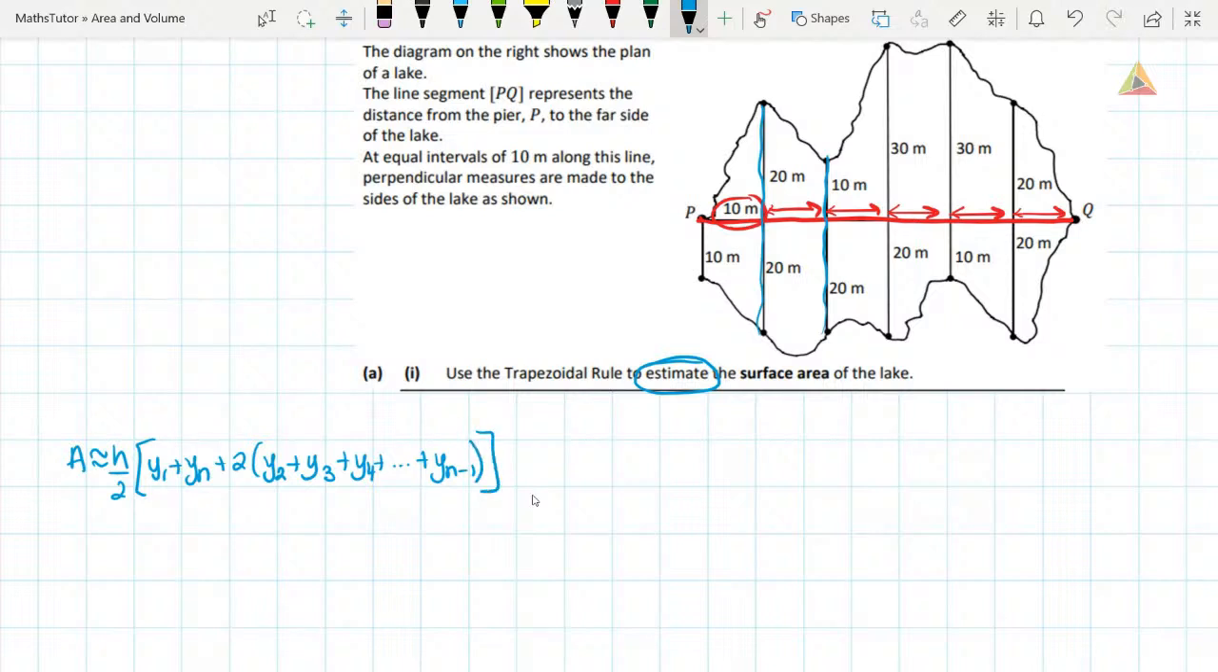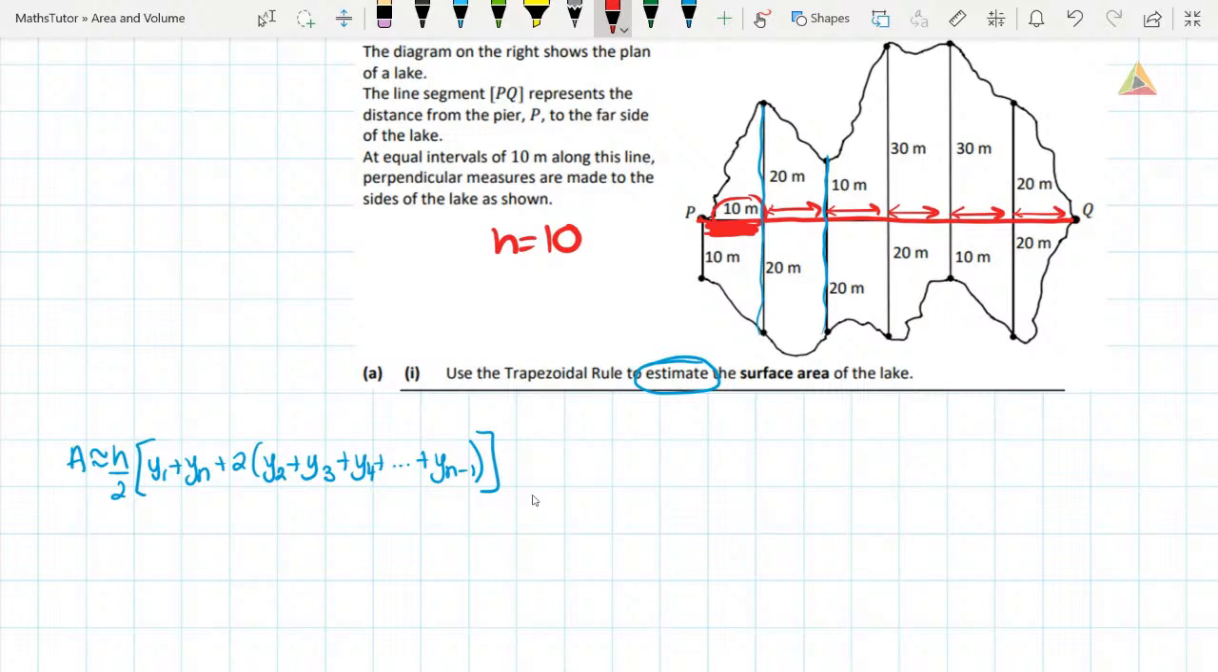So n is any number. So we don't know how many we're going to have. So n minus 1 is just the second last one. So when we look at our specific question here, I'm going to identify what they are in the diagram before I start filling them into the formula. So we've already circled that our h here was 10 because we said that was each of our distances between those parallel lines going up and down, which are perpendicular to the red line going across. So we're going to have h is equal to 10.